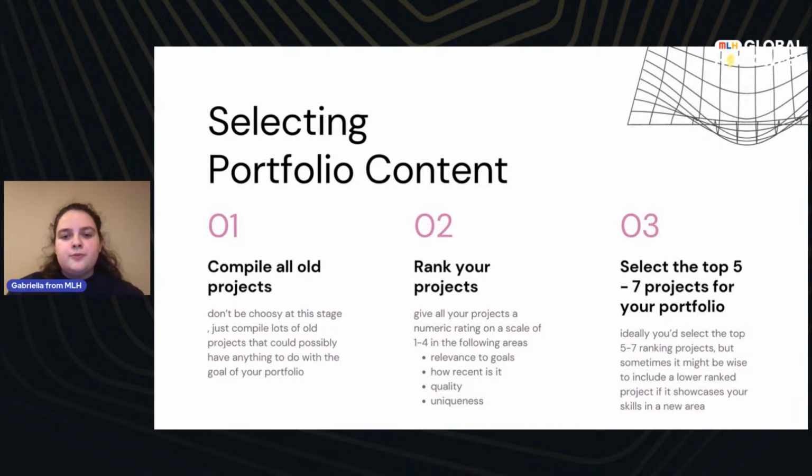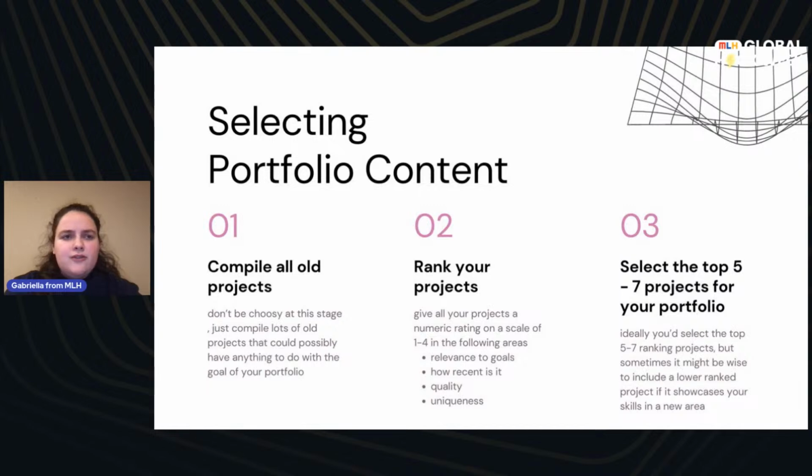So once you've gone through all of these projects and you have them ranked from a scale of 1 to 4 in all these areas, you're going to add up the sum of the score in each of these 4 areas. So you'll get a score from 4 to 16 in every single one. And out of these, you want to select the top 5 to 7 projects for your portfolio. If you're just getting started, 5 to 7 might feel like a lot, but you can always build more and add more as you go along. But I feel like this is a pretty good number for websites.